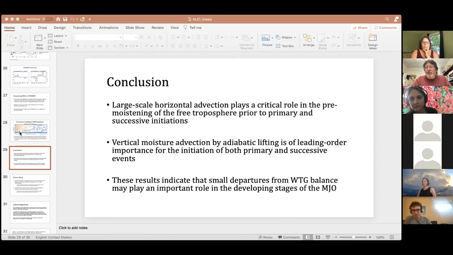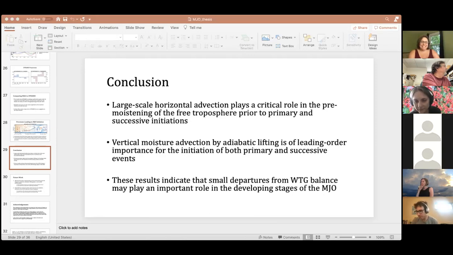Larissa's got a question. Go ahead, Larissa. Yeah, I'm just wondering, I'm trying to wrap my brain around physically how I should interpret this adiabatic lifting. Are these circumnavigating Kelvin waves? What kind of processes do you think are forcing this adiabatic lifting?